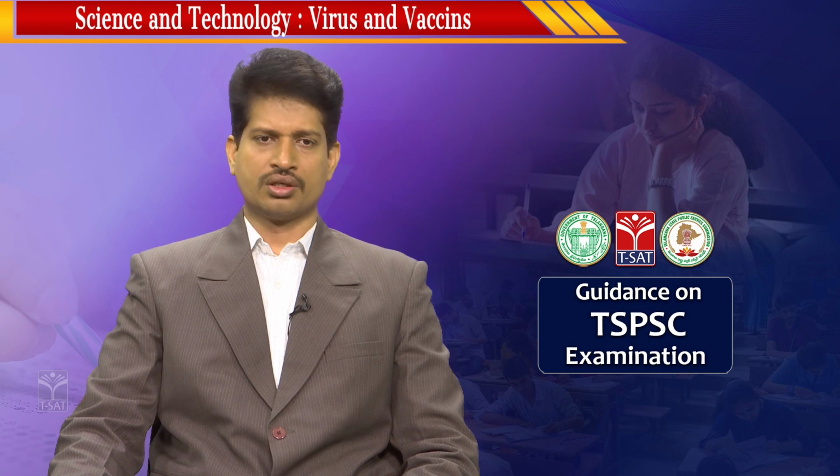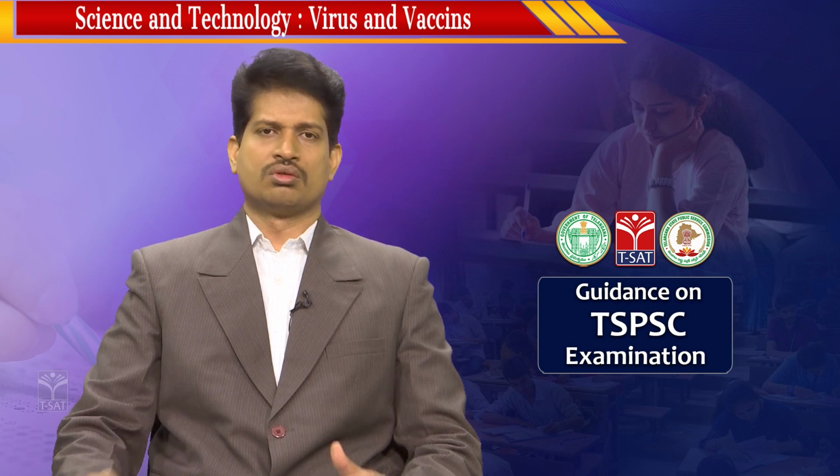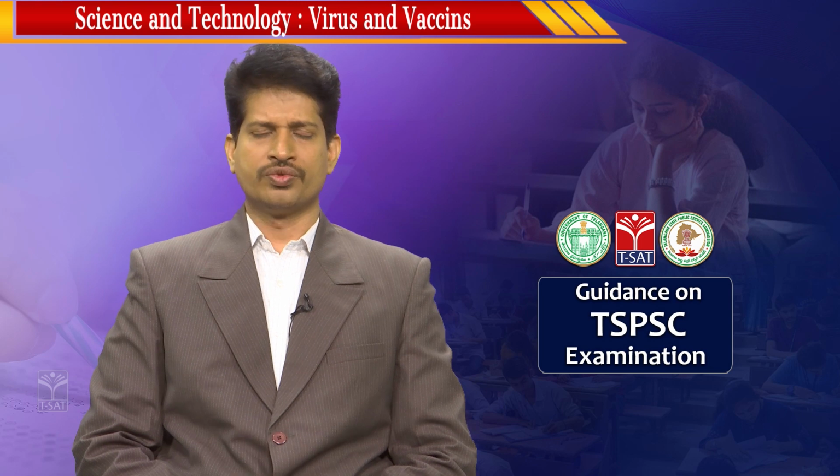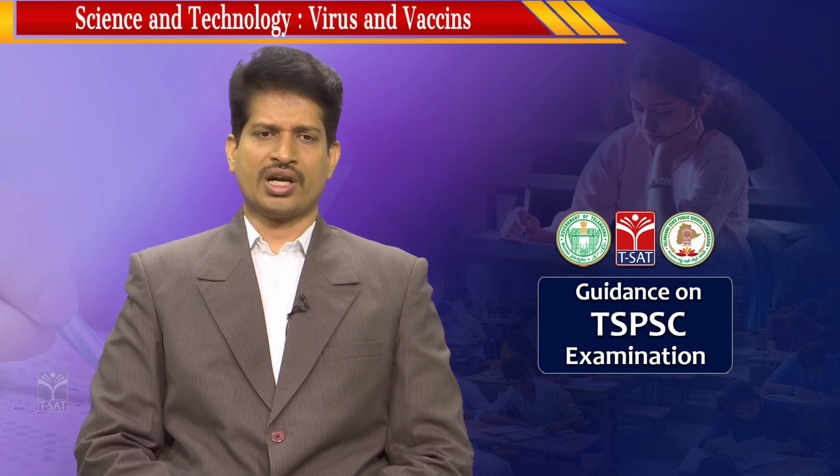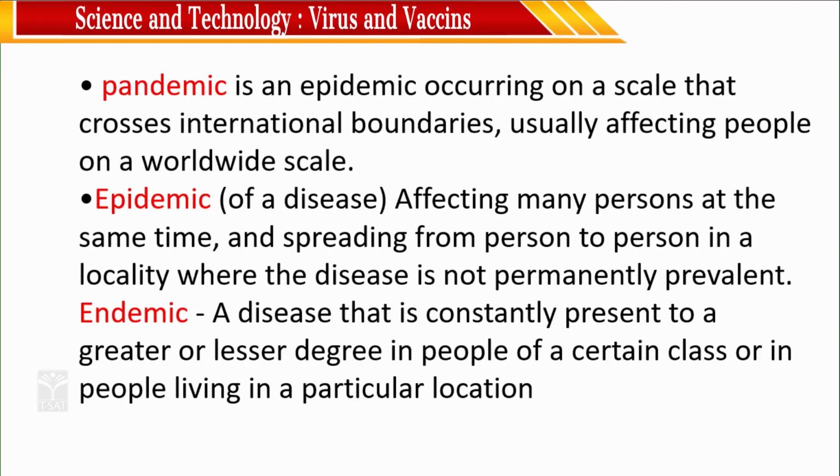In this context, we also need to know the nature of the diseases which are described in terms of pandemic, epidemic and endemic. How are they different? A pandemic is an epidemic occurring on a scale that crosses international boundaries. One of the basic characteristic features to call it a pandemic is that the disease must happen globally, cutting across international boundaries.